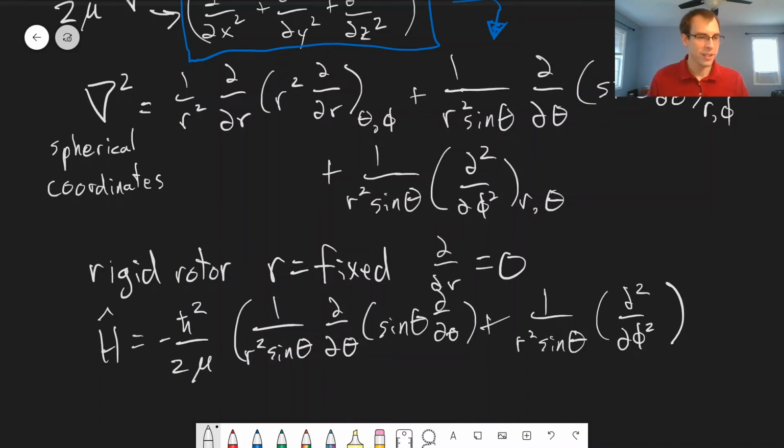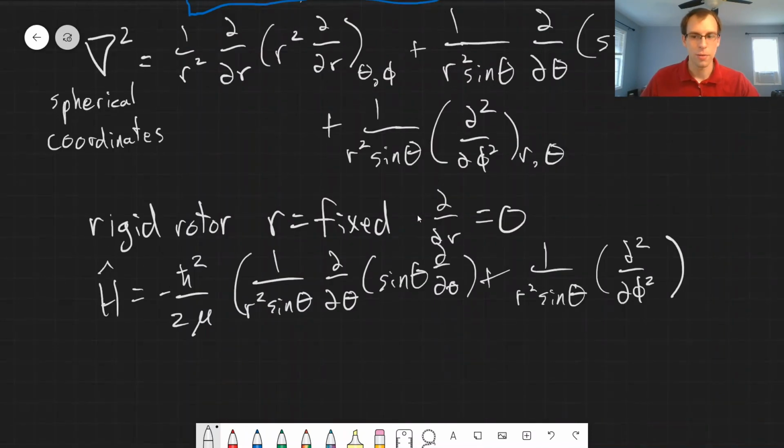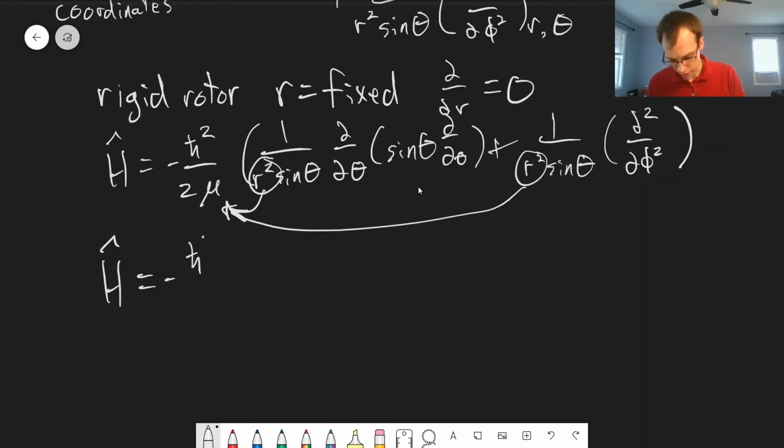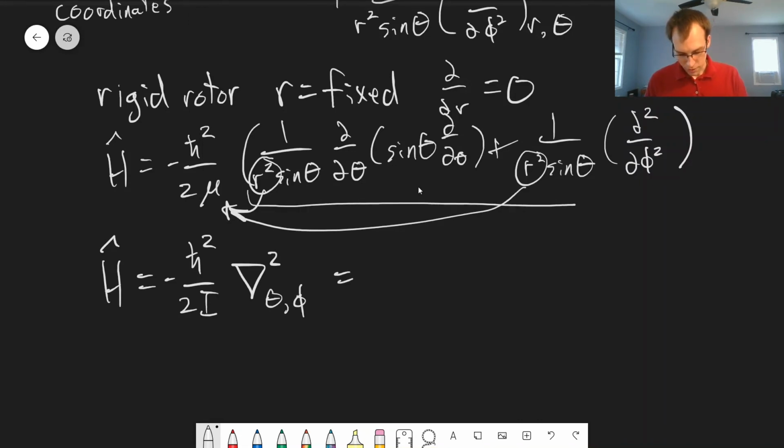We can simplify this a little bit by changing some definitions. We can pull out all the r squareds. These r squareds will combine with the mu, and we can write this now in terms of the moment of inertia. So we'll get negative h bar squared over 2I. And then we'll define all this other stuff as del squared for theta and phi, which represents all of this without the r squareds in the bottom, because those got factored out.